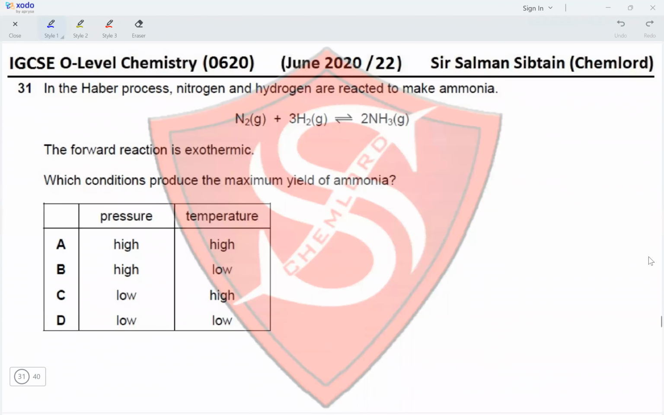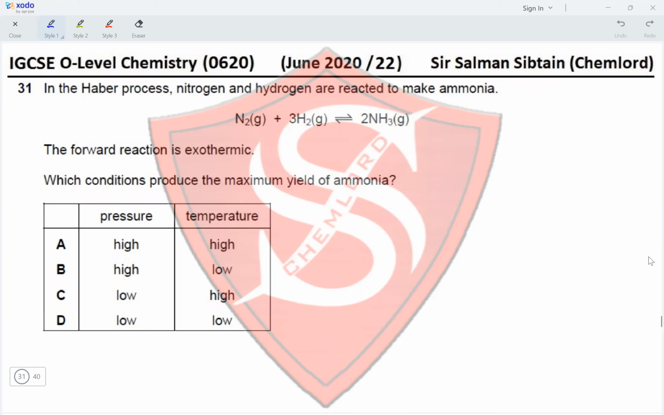Hi guys, this is IGCSE O-Level Chemistry, paper 22, June 2020, question 31. In the Haber process, nitrogen and hydrogen are reacted to make ammonia. The forward reaction is exothermic. Which conditions produce the maximum yield of ammonia?